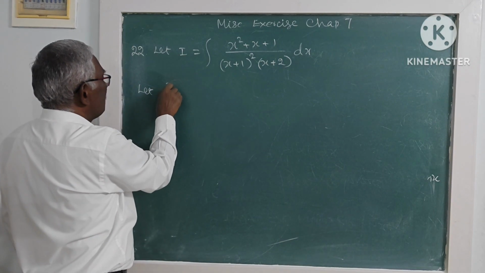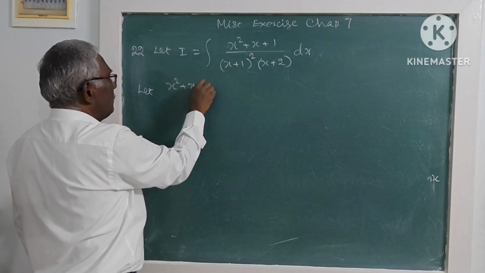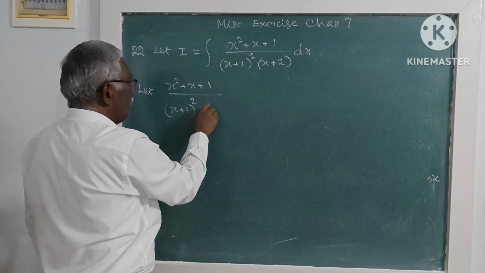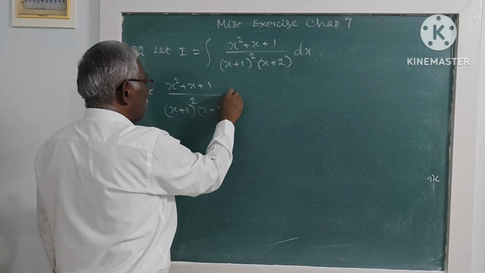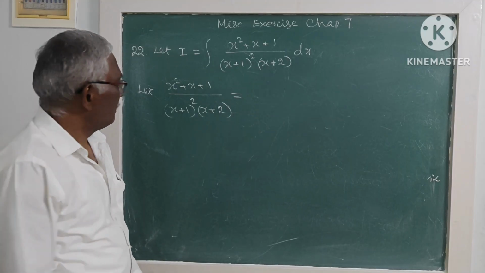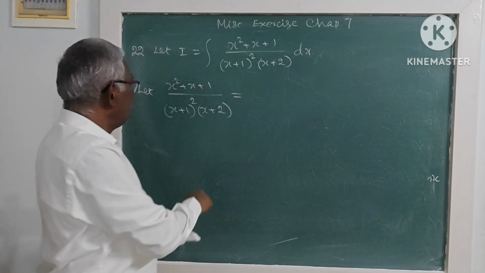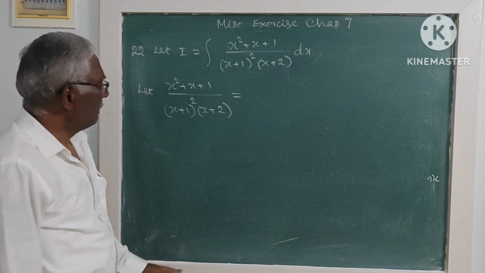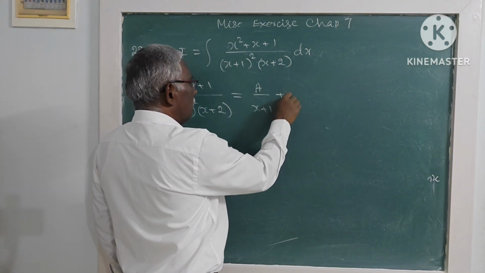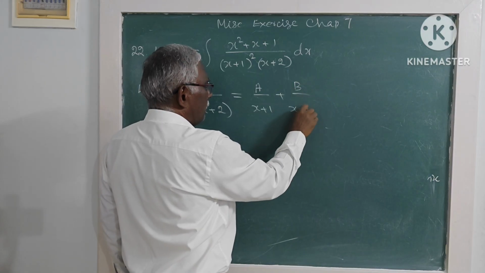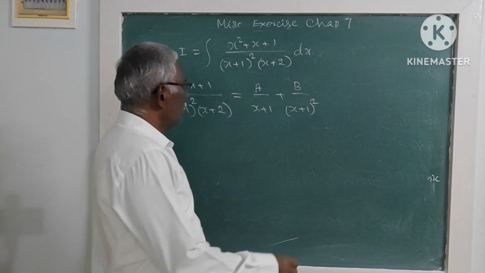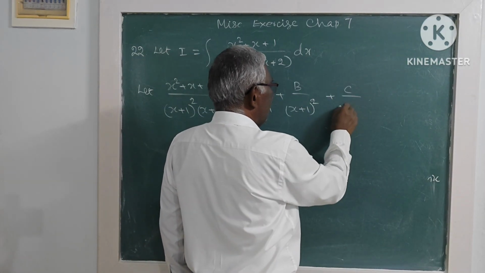x square plus x plus 1 by x plus 1 whole square into x plus 2. So this is a proper fraction, so we can write it like this: a by x plus 1 plus b by x plus 1 whole square plus c by x plus 2.